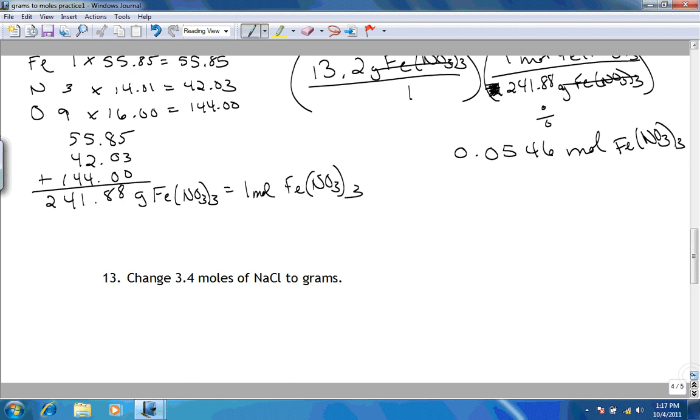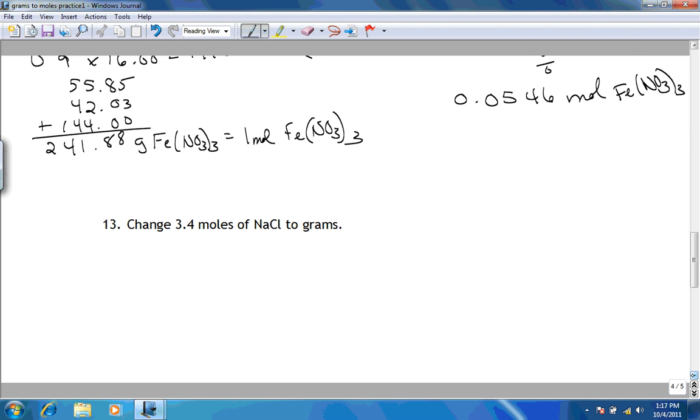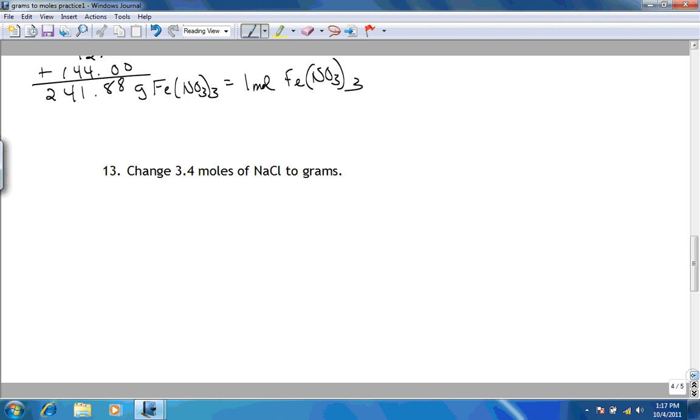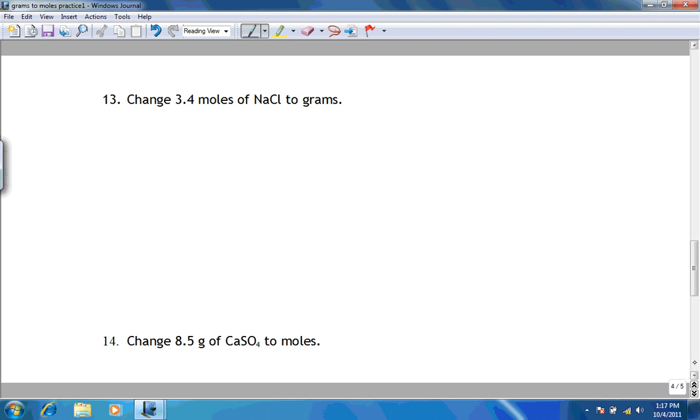Okay, I'm actually going to do 13 and 14 as one video and then 15 and 16 as the other, rather than just having a one question video. So we're going to break this up into two different videos. So we have moles to grams, which means that you're going to need the molar mass of NaCl by looking on the periodic table.